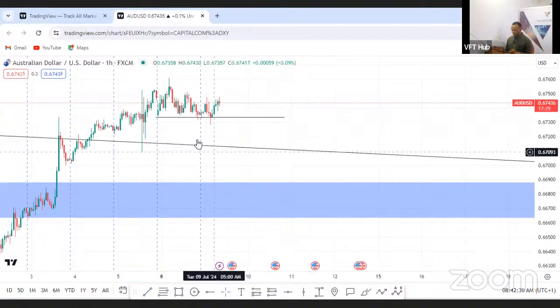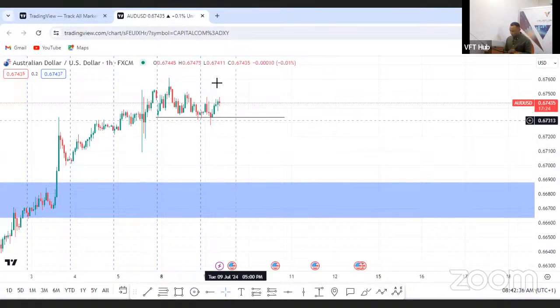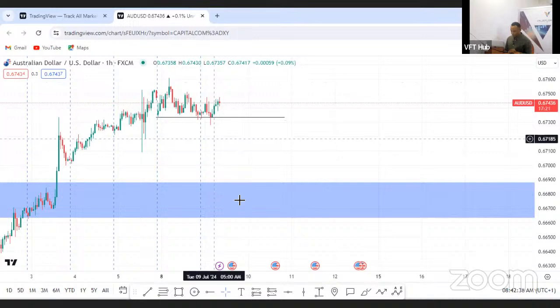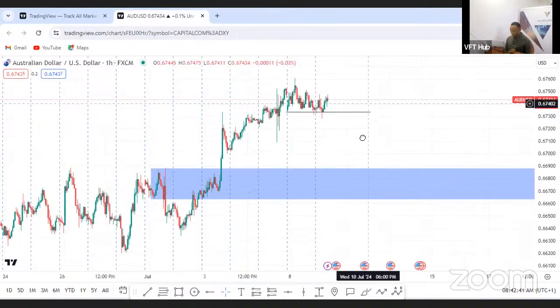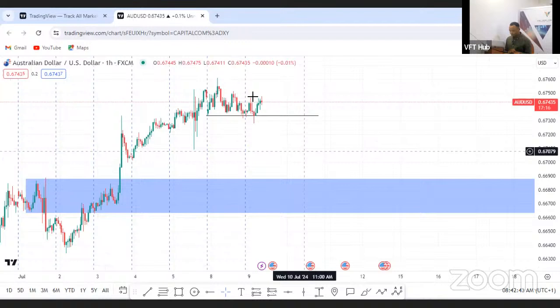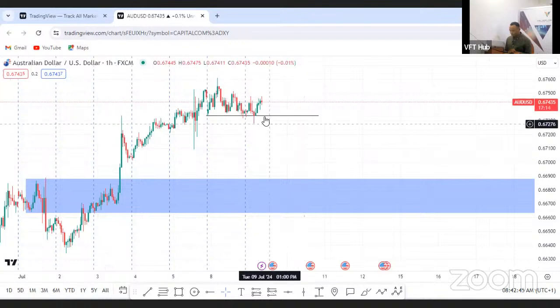So I'll be looking out for a candle close below this level right here. You can see the black horizontal line. I want to see a candle close below it so I can take a sell to this level and then buy it back up. If I don't see a candle close below this level, then I'll start looking for buys from where price is currently to the upside.